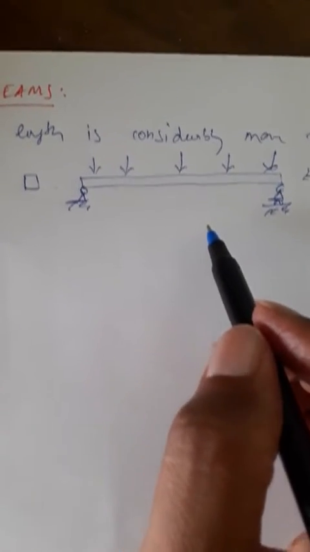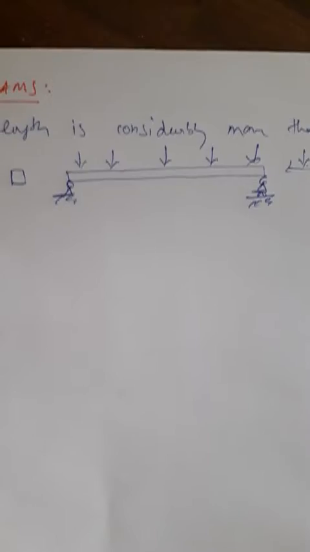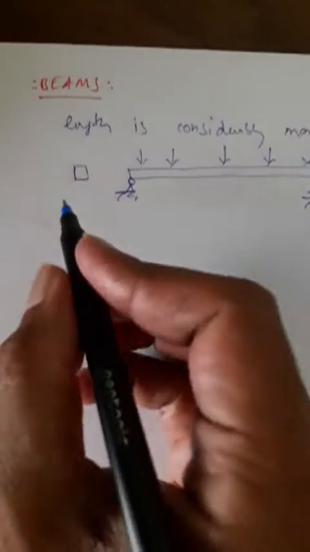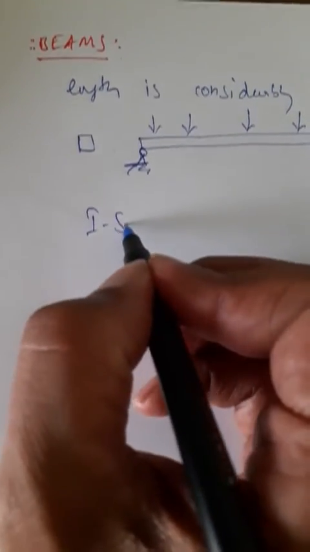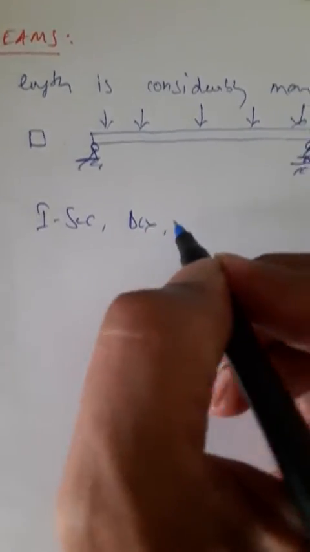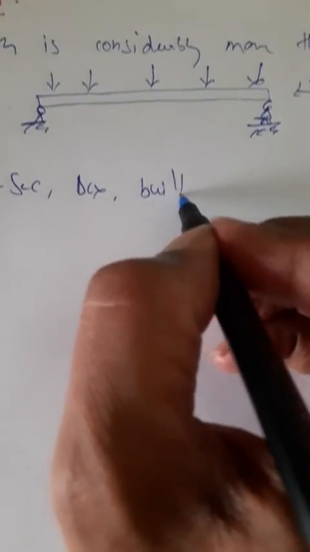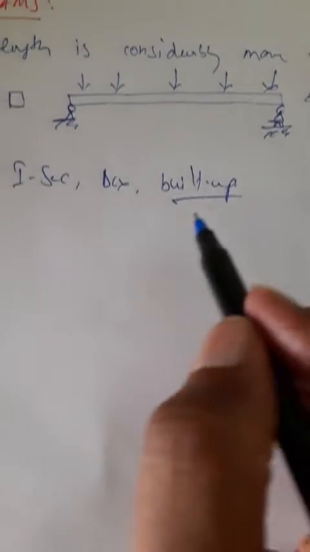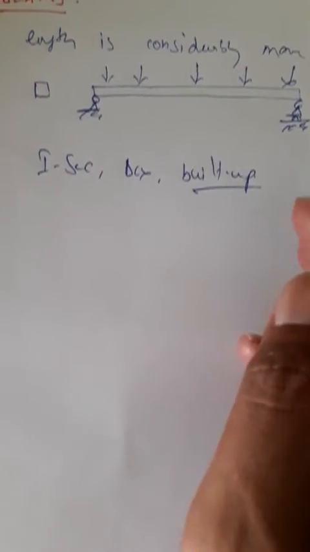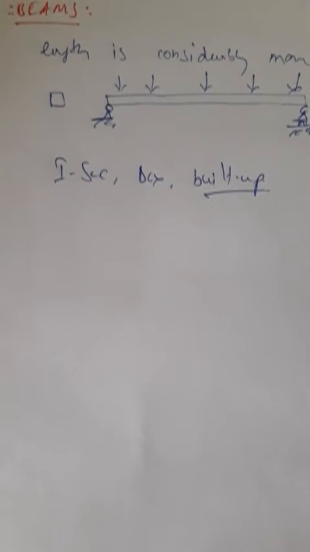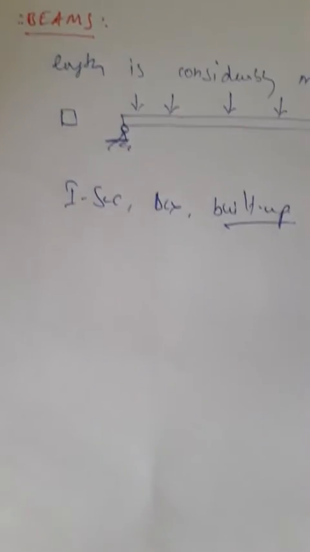So today we will be studying the design of beams, steel beams. Commonly we use I sections, box or built up sections. Built up sections we usually go for heavier loads. So these are the different types of sections used for beams. Now let us look at different types of beams.